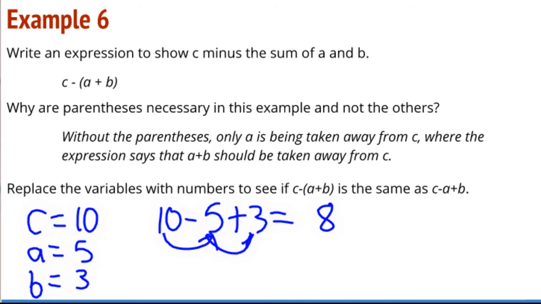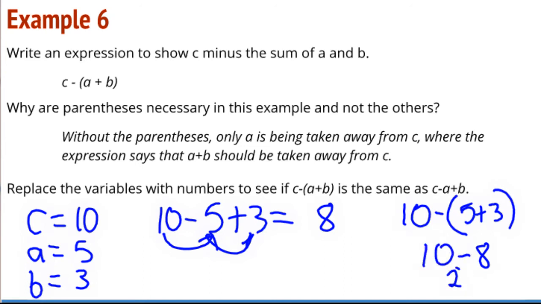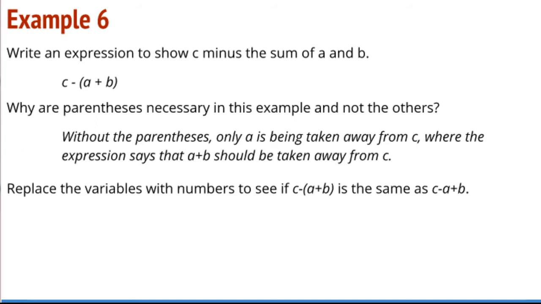Now, let's put the parentheses in. So I've got 10 minus (5 plus 3). Order of operations says to do those parentheses first. I've got 10 minus 8, which would give me 2. These two things are not the same. Those parentheses are very important.